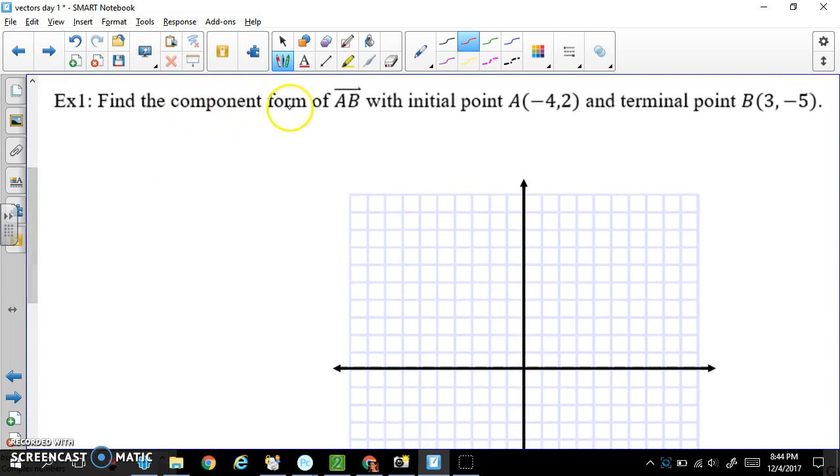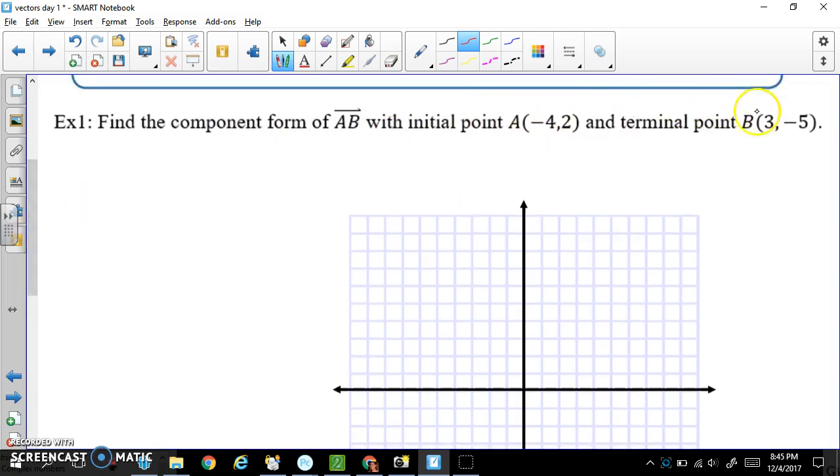So right here, to find the component form of vector AB with initial point A at (-4, 2) and terminal point B at (3, -5). So the initial point is going to be x1, y1. The terminal point is going to be x2, y2. And so I have to go ahead and write it with these little brackets. I have one of these on each end of it because that gives me component form. That's what that represents. So I'm going to do 3 minus -4, and then -5 minus 2.